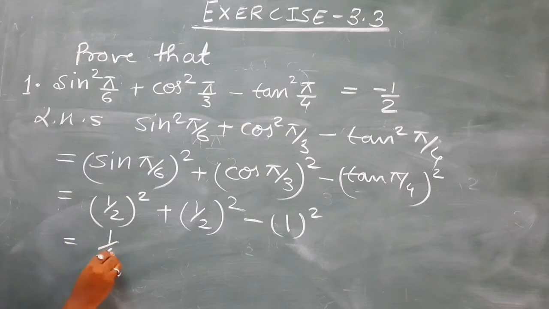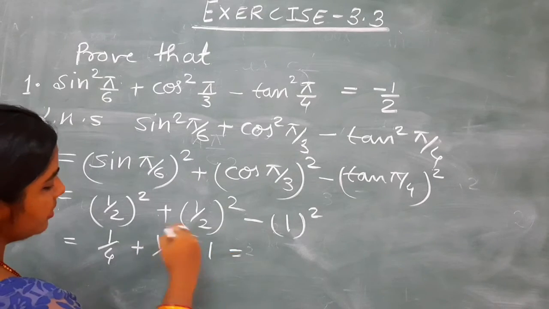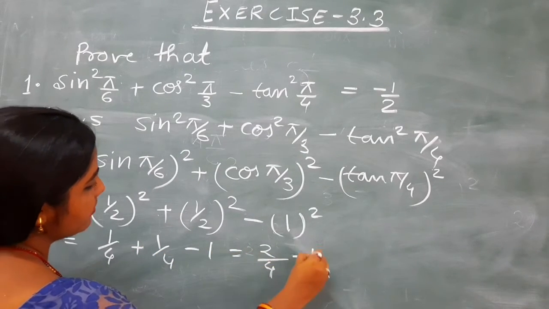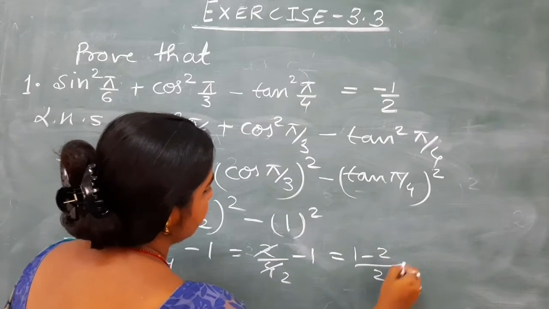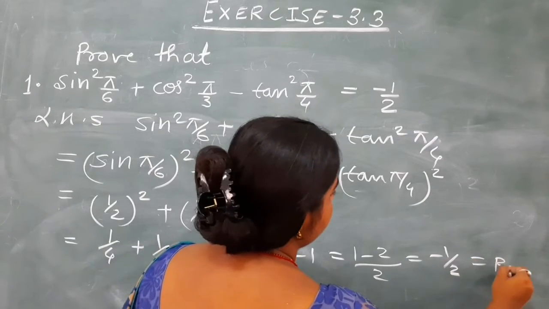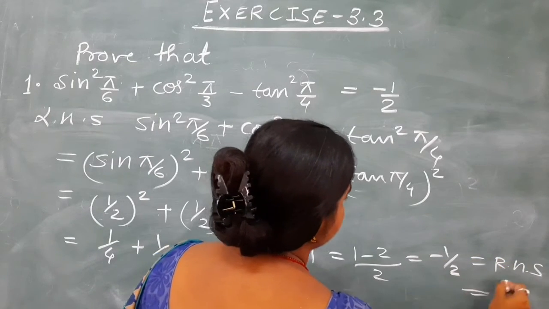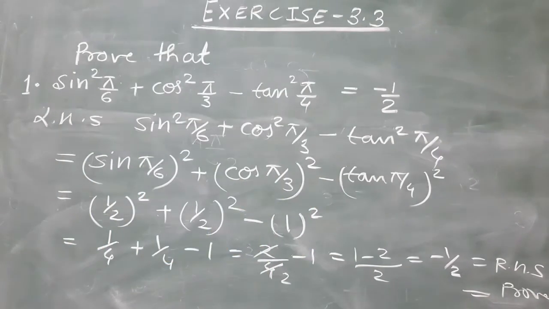Now we'll calculate 1 by 4 plus 1 by 4 minus 1. So here we have 2 by 4 minus 1. So here we can write it as minus 1 by 2 and this is equals to right hand side. So it is proved.